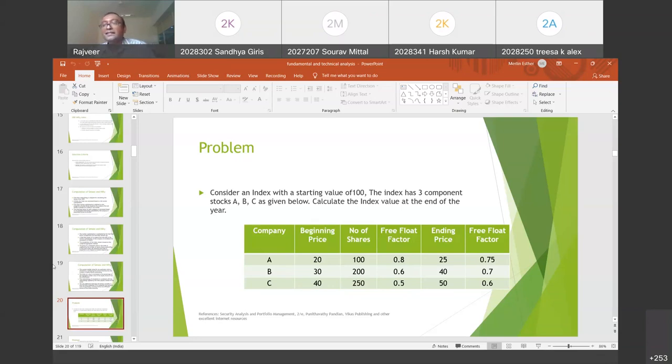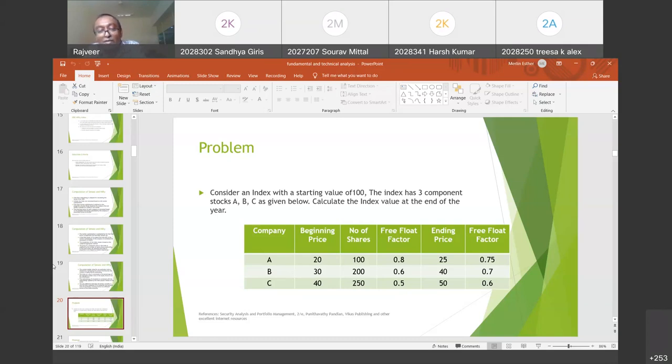Okay, since many of you have said no, I will show you a very small case where we are going to take three companies where we know the free float factors, the beginning, the ending, and then we are going to compute this index, knowing that the starting value was 100. So what is the value of the index at the end of the year?